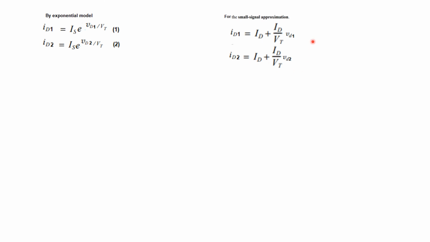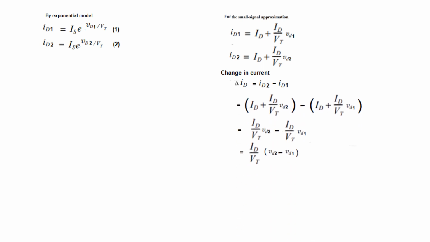So first of all, we'll solve the right hand side, or the small signal model. So change in current we can write as delta ID, the ID2 minus ID1, and plugging in these values, solving, we come up to this point. And so the change in the instantaneous current is given by this formula, where it is now depending on the change in the AC voltage Vd.